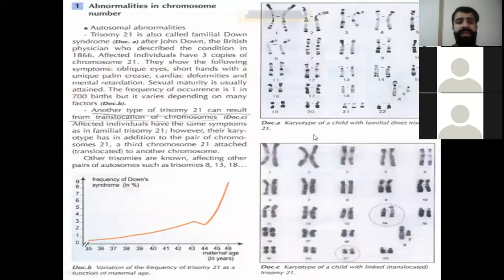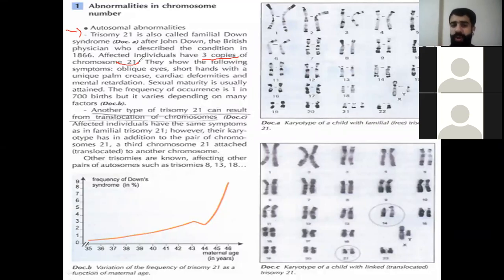So here, abnormality in the chromosomal number. Already we talked about this, autosomal abnormality. Trisomy 21, I'm reading here. Trisomy 21 is also called the familial Down syndrome, which is shown in document A. Down syndrome, after John Down, the British physician who described the condition in 1866. Affected individuals have three copies of chromosome number 21. They show the following symptoms: oblique eyes, short hands with unique palm lines, cardiac deformities, and mental retardation.